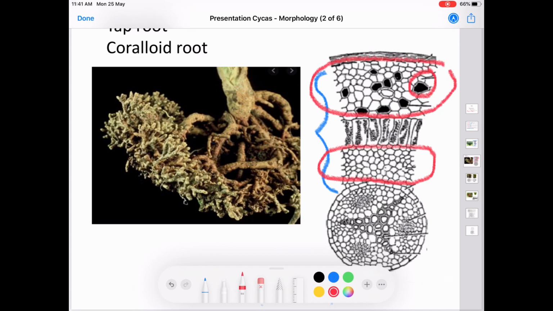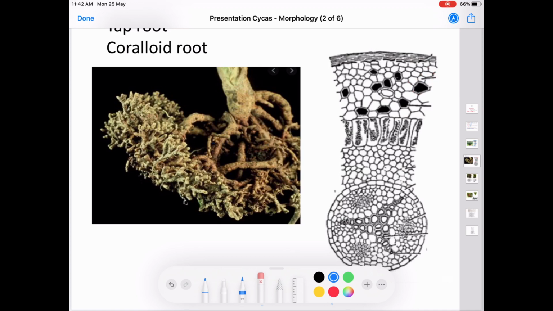In between the outer cortex and the inner cortex, there will be a layer of algal zone. This is the algal zone. It is single layered. The cells will be pillar like and cells will be inhabited with the algae, Anabaena, Nostoc and Oscillatoria. Innermost layer of the cortex is the endodermis, single layered endodermis. And inside the endodermis, you can see multi-layered parenchymatous pericycle.